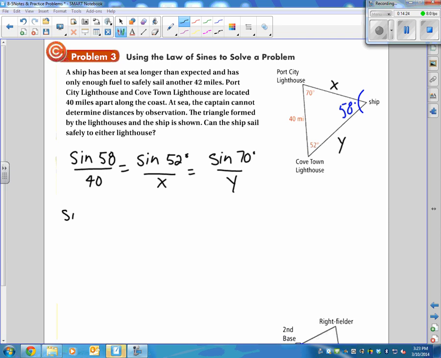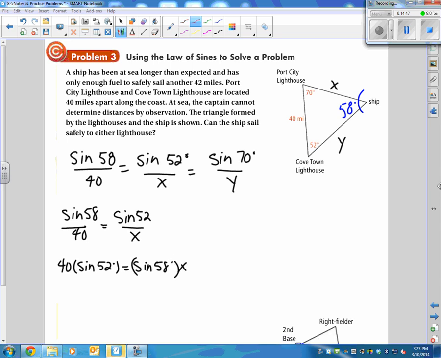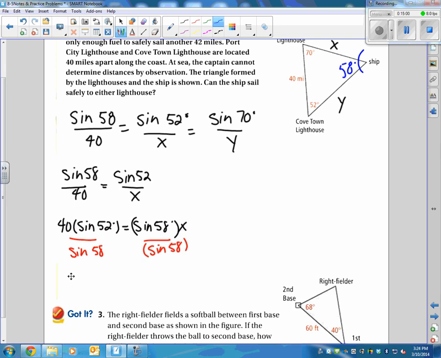So the first one I'll do is the sine of 58 degrees over 40 equals the sine of 52 degrees over X. I'm going to go ahead and cross multiply, and I'll get 40 times the sine of 52 degrees equals the sine of 58 degrees times X. Okay, so go ahead and divide by sine of 58 on both sides, and I will get x is equal to 40 times the sine of 52 over the sine of 58.